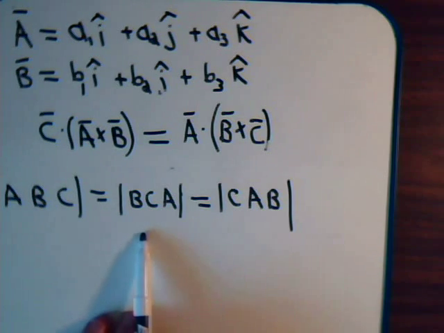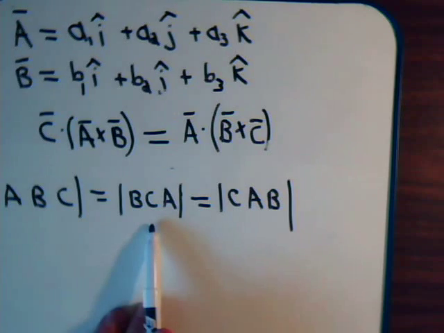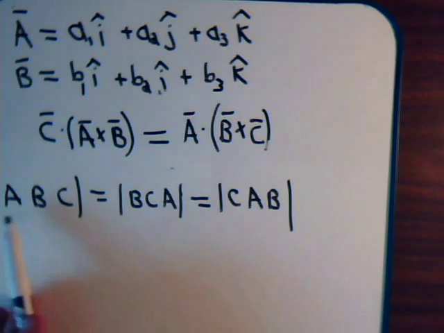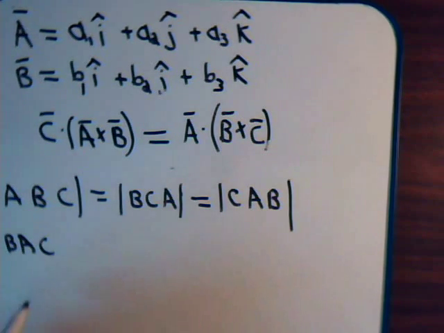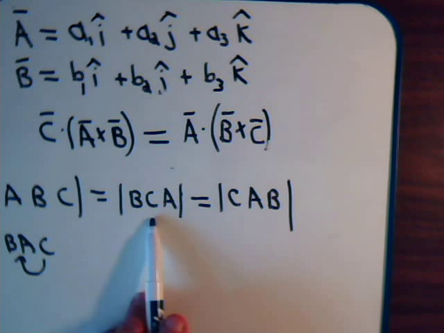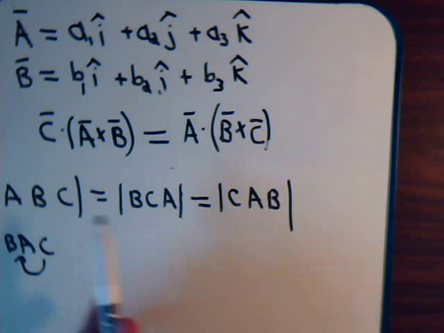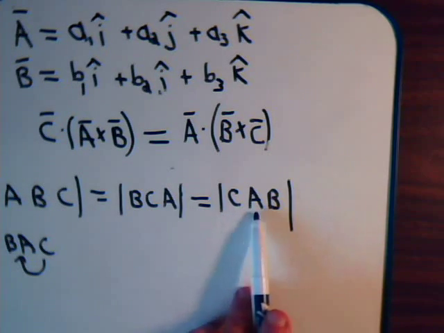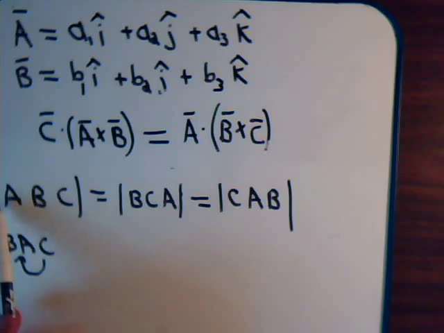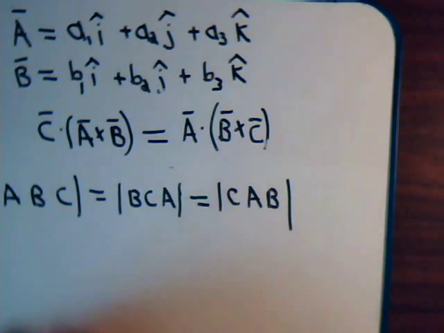And the reason why this is true, to go from here to here, we shuffled these letters twice. We had B, A, C, and then we moved this over. So that's 2, BCA. That's an even number. There's no sign change in the determinant. So this and this are the same. Likewise, this is the same. Move it over once, move it over twice. So that's a very simple way of remembering the different identities of the scalar triple product.